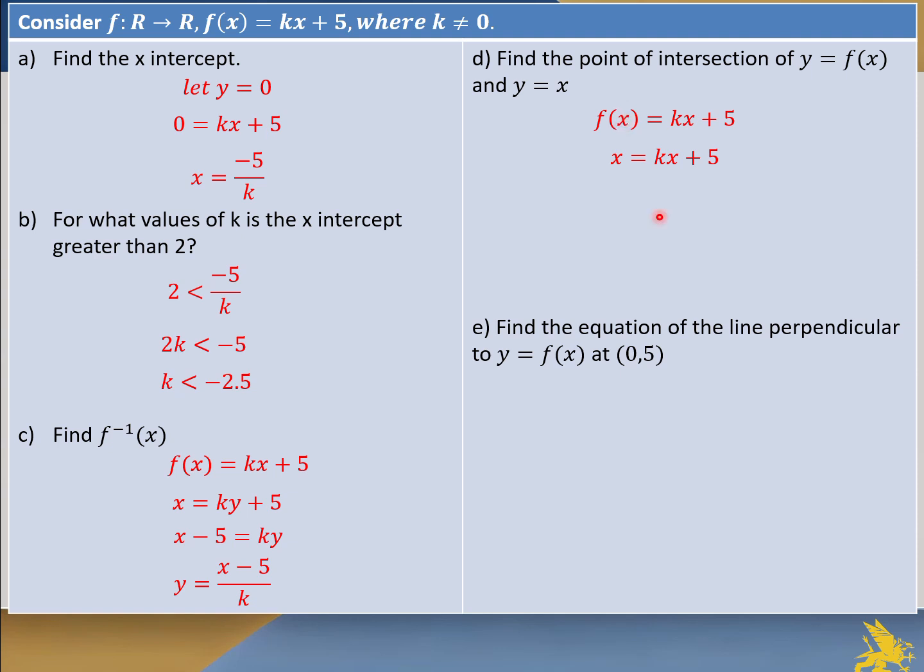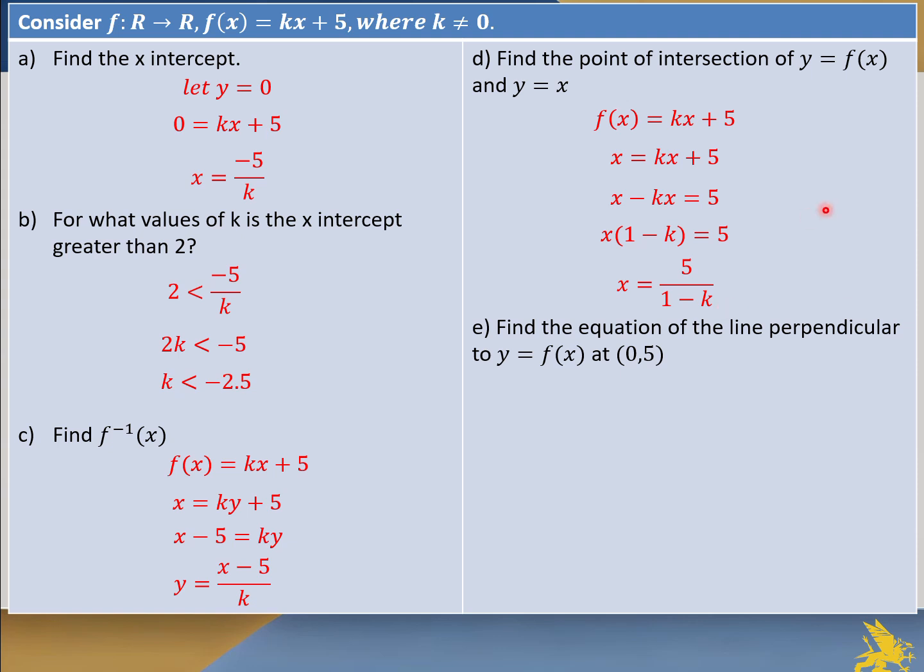So the next part is I need to get x by itself. So I will take away kx. So I've got x take away kx equals 5. Next I need to factor out the x. If I factor out the x, I've got 1 take away k is equal to 5. Now from this, I'm going to get x by itself by dividing by 1 minus k. So this is where I can take away those brackets because I don't need them.